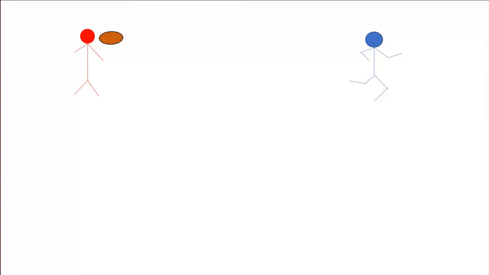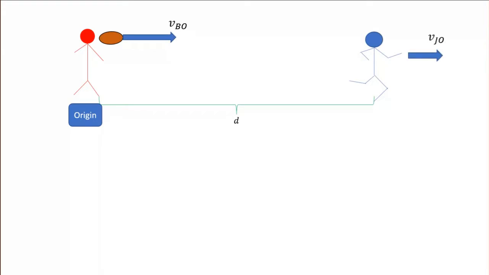When Jane throws the ball, Joe has already run some distance d away. Since Jane is standing still, we will treat her as the origin of our line. She throws the ball at some velocity, which we will label VBO, which means the velocity of the ball as measured by someone standing at the origin, which is Jane. Meanwhile, Joe is running at some velocity, which we label as VJO, which is the velocity of Joe as measured by Jane at the origin.